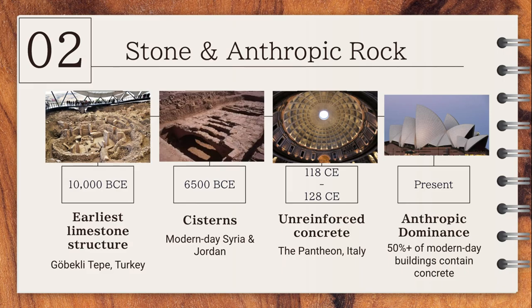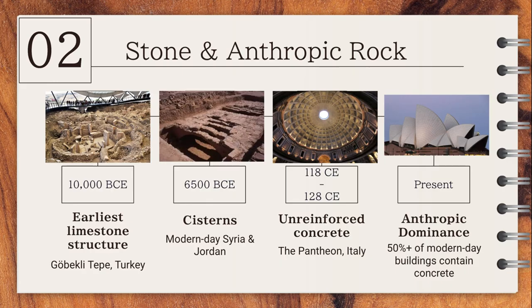Rock is the foundation of early human settlement and civilization. Stone and anthropic rock, which is just human-altered rock, has been used for years, and natural stone was used until 6500 BCE, where the earliest limestone structure, Göbekli Tepe in Turkey, was the first limestone structure that we have to date. We don't see any anthropic rock until these cisterns, meaning that heated limestone, which is called hydraulic limestone, is heated and set in water to solidify, and those cisterns are just going to be water tanks that are more for residential use.